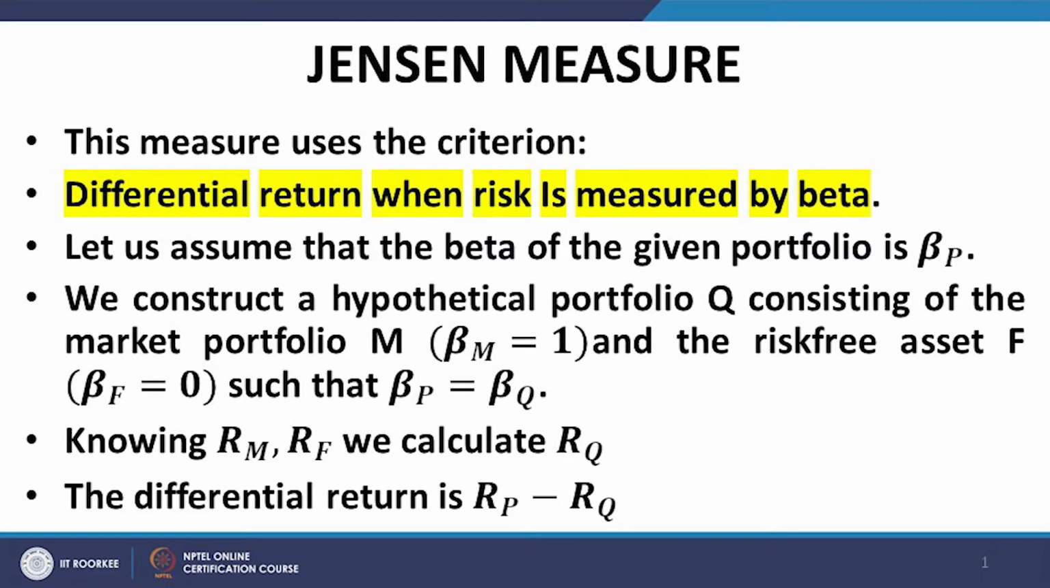Then we talk about the Jensen measure. The Jensen measure attempts to compare the differential returns. Now, what is differential return? For the purpose of computing the differential return on a portfolio, we construct a hypothetical portfolio Q. Given a portfolio P, we construct a hypothetical portfolio Q. What is the property of Q? The property of Q is that the beta value of P is equal to the beta value of Q.